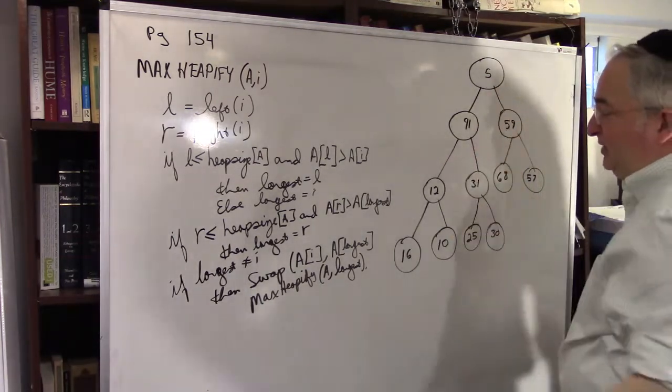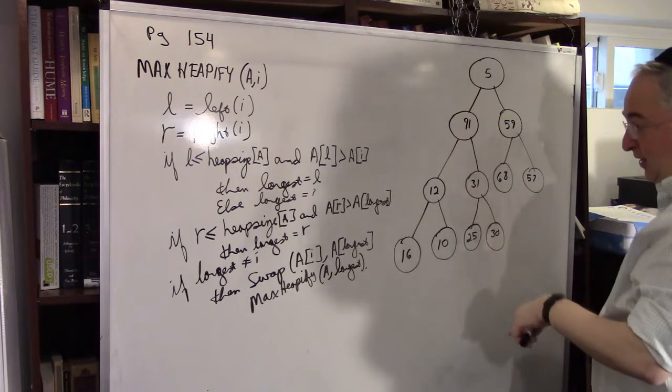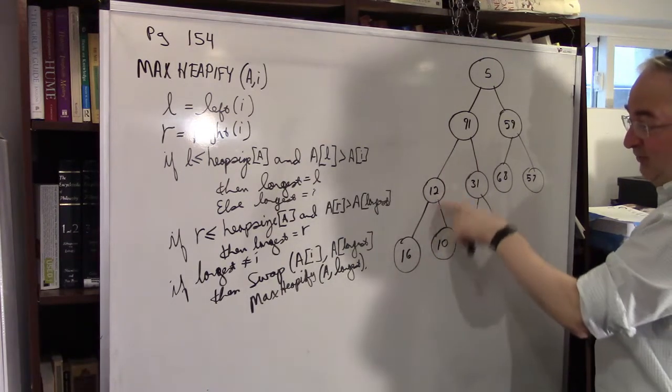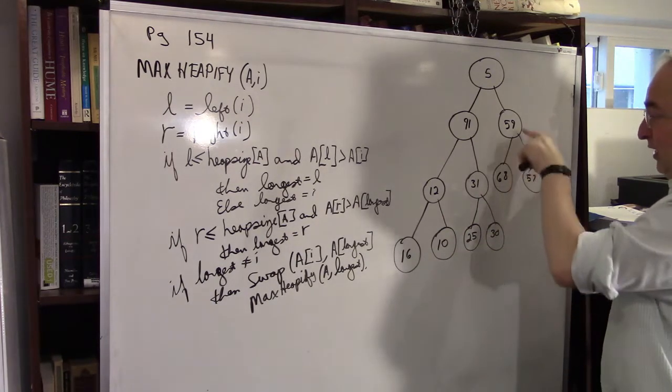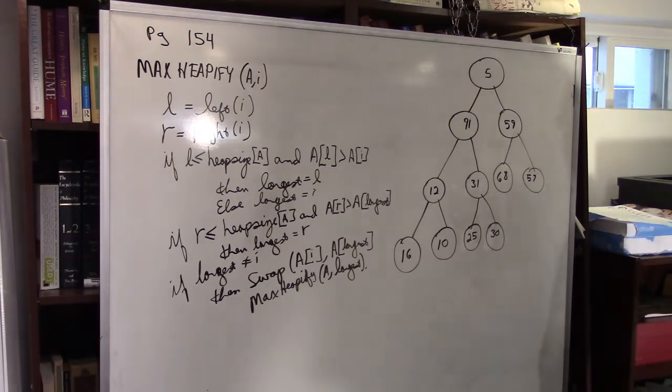That's not a heap. That doesn't satisfy the heap property. This does satisfy the heap property. This does not satisfy the heap property. 16 is above 12. This is okay. This is not okay. Okay, so this is okay. Okay, so we have to do it.